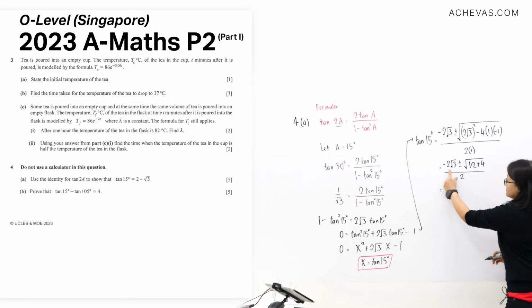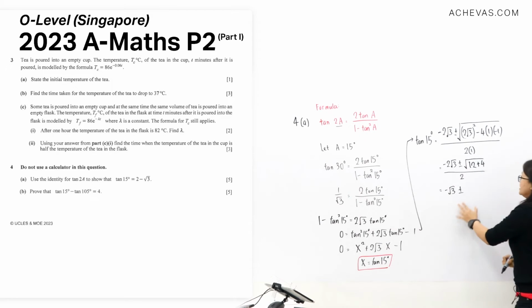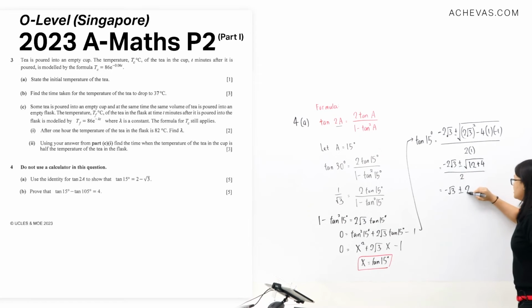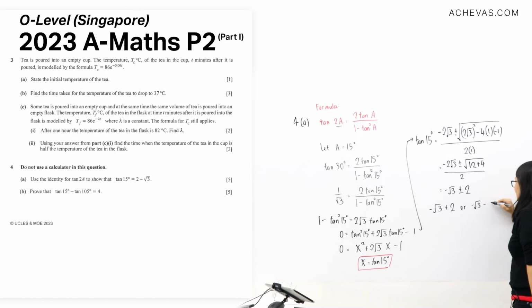Okay, so let me just divide this one here. I'll have negative √3 on the left. And this one will give you 16. Square root of 16 is 4. 4 divided by 2 will be 2. Now, we have two answers here. One is negative √3 plus 2. The other one will be negative √3 minus 2.